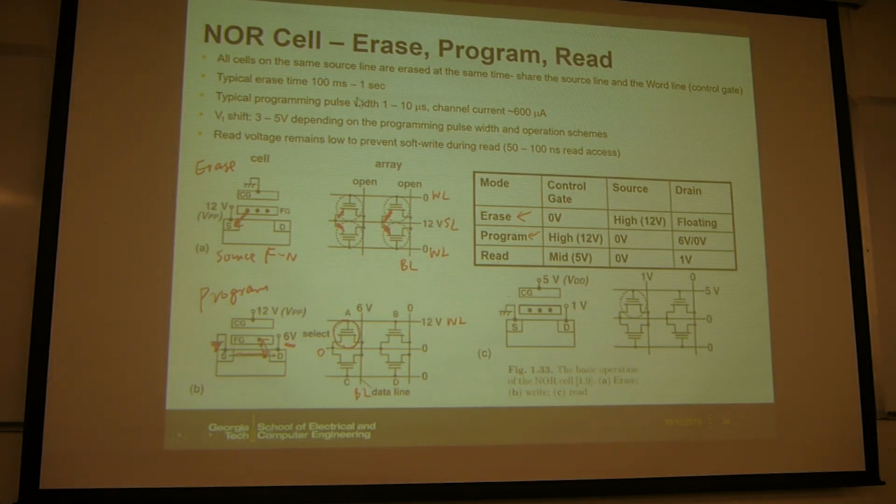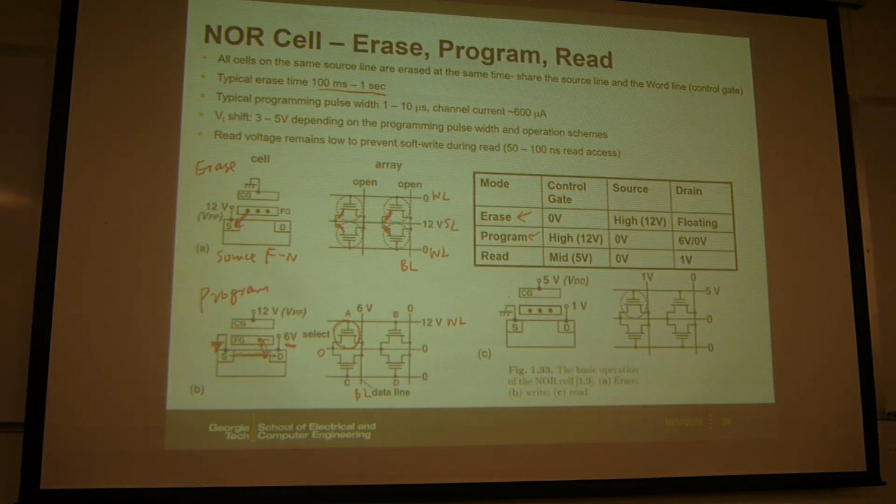Here is the time scale for the erase and program. Erase takes about 100 milliseconds, and program can be a little bit faster, like 10 microseconds, and we need to pass a large current, like 6 microamps. So then after that, we can do the read operation.